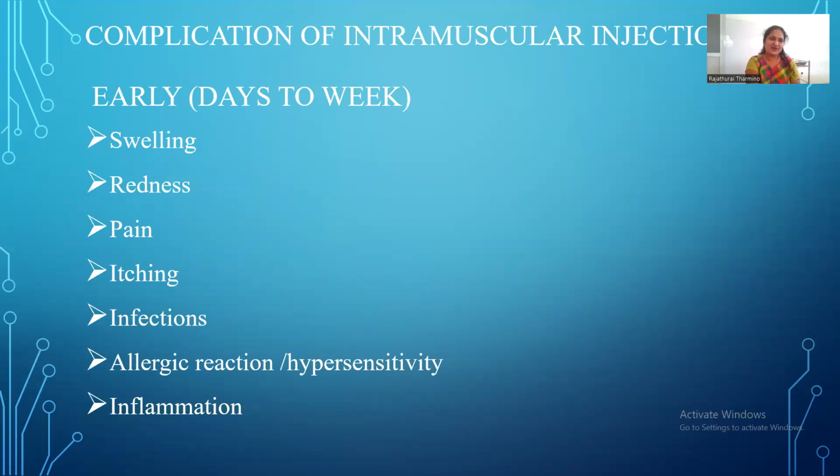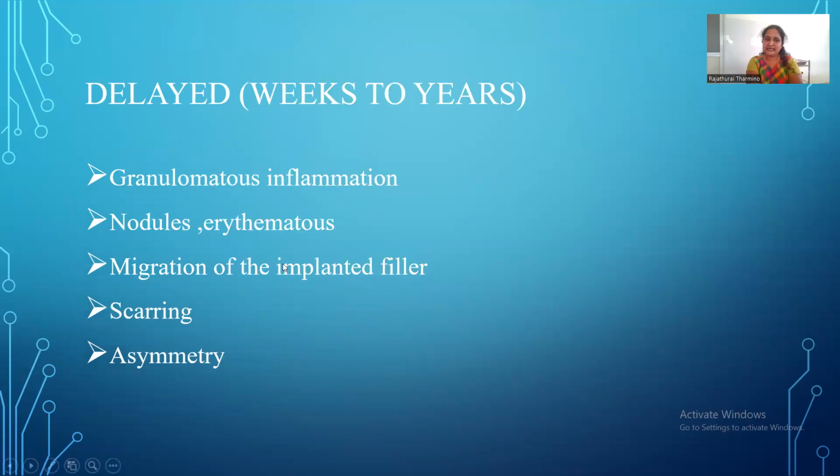Okay, now we are going to see complications of intramuscular injections. First, early signs: there are swelling, redness, pain, infections, allergic reaction, and inflammation. Next, delayed complications: there are granulomatous inflammation, nodules, migration of the implant filler, and scarring asymmetry.